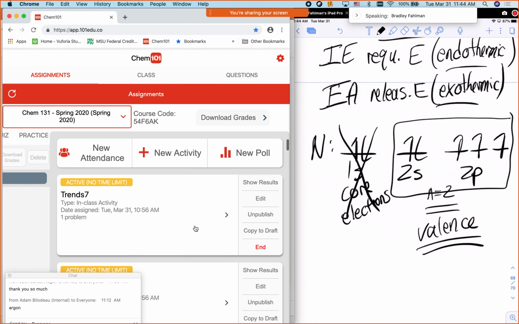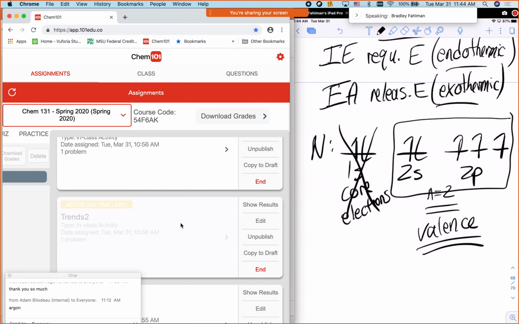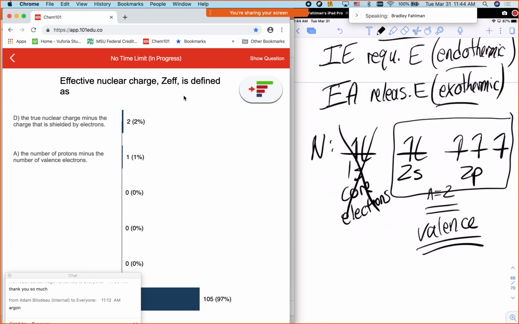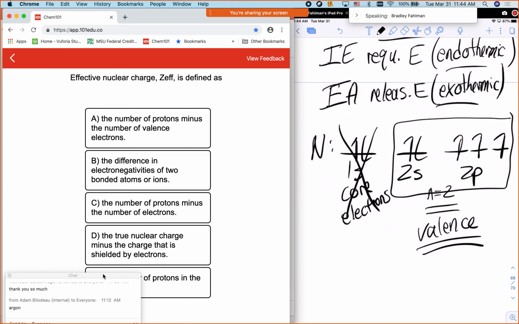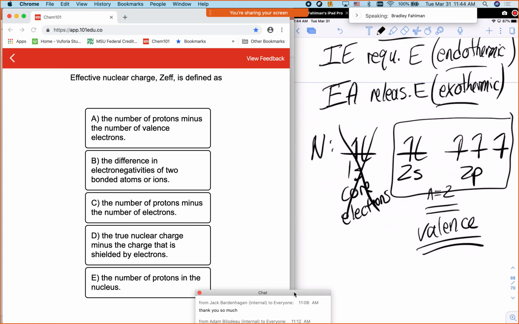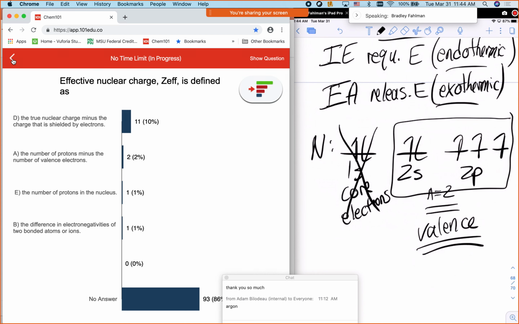Right, so that's trends 1. Trends 2. So effective nuclear charge, just kind of its definition here. Is it just the number of protons, or is it nuclear charge minus the charge shielded? Or something else?